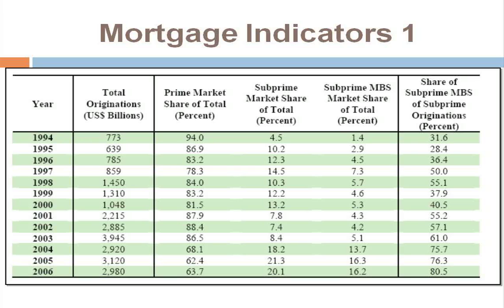$3 trillion by 2006. But we could see it slowing down, and in 2006 it actually declined a little bit, and the share of subprime mortgages increased, and these mortgage-based securities, which were the main business line for investment banks, steadily increased.